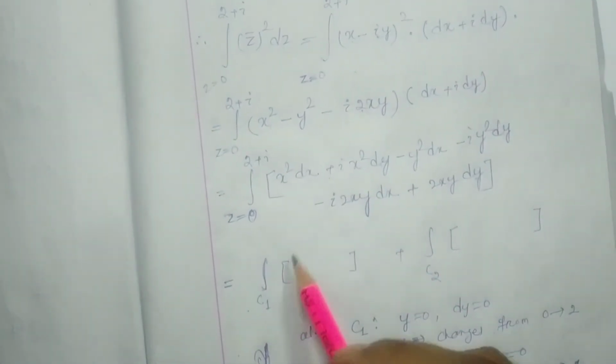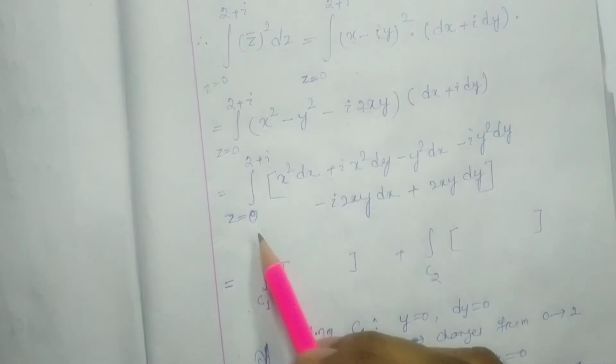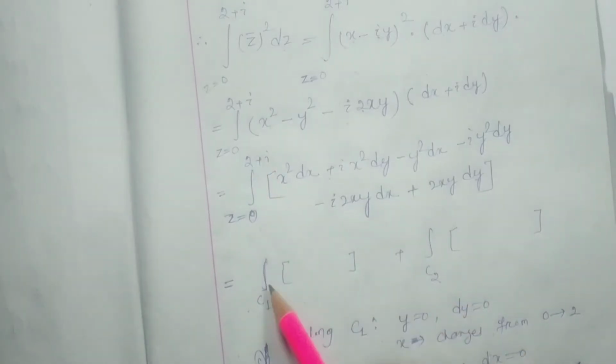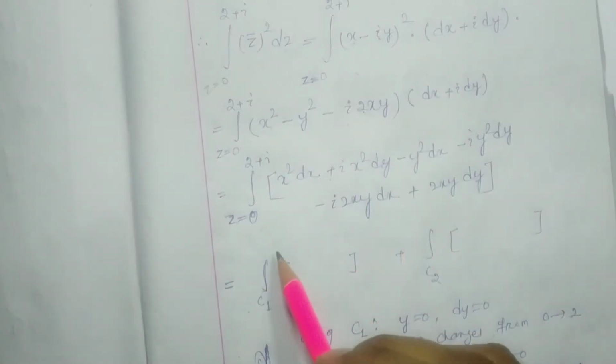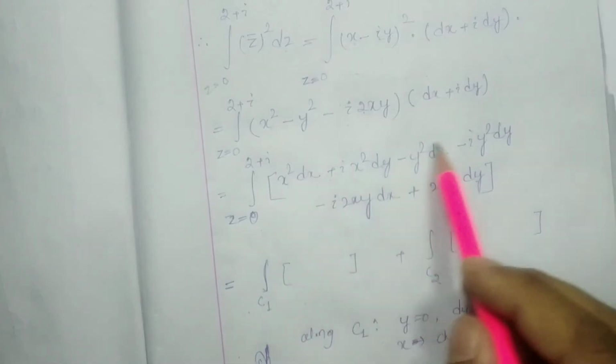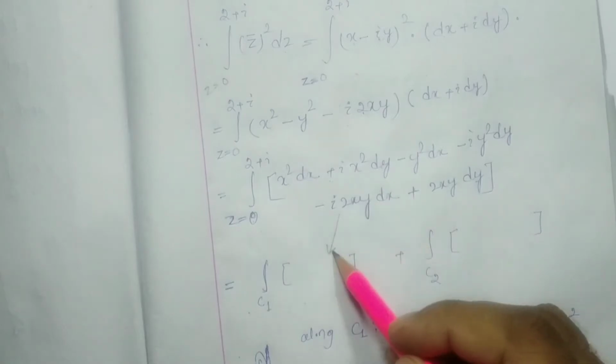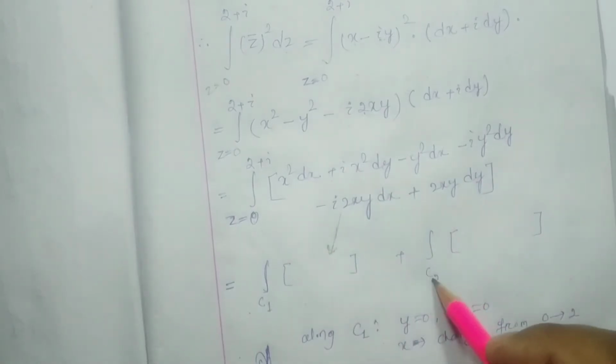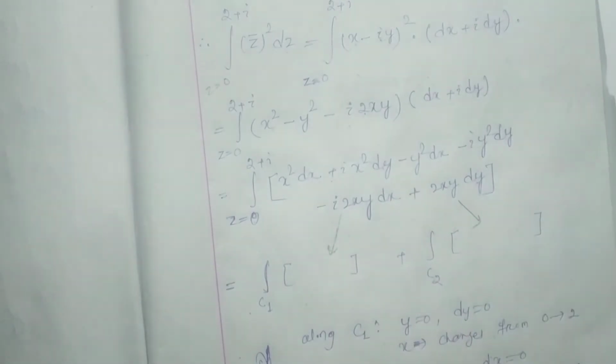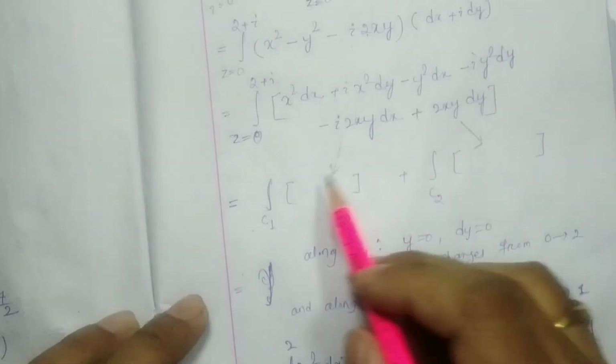So the full contour is divided into the integral along C1 of this expression, plus the integral along C2 of this expression. I have not written it out, so you have to write these terms.